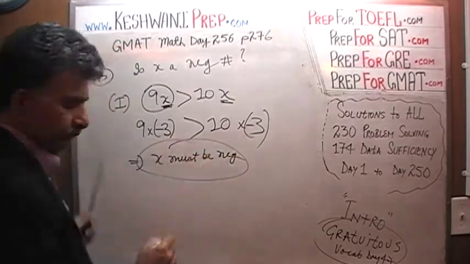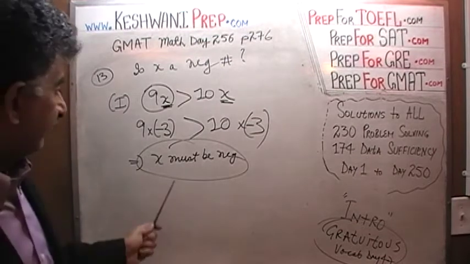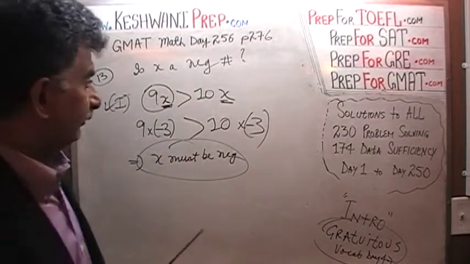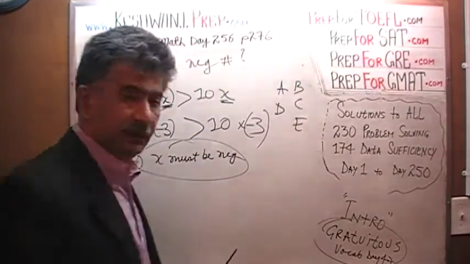X would have to be negative. There is no other choice. X would have to be negative. The first statement by itself does the job quite nicely. The first statement by itself is enough. A, D, B, C, E.